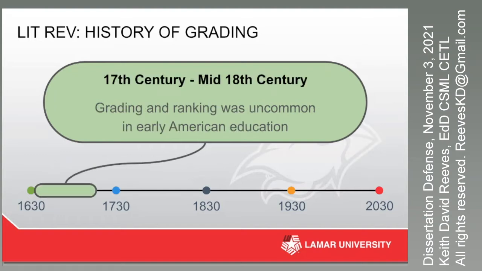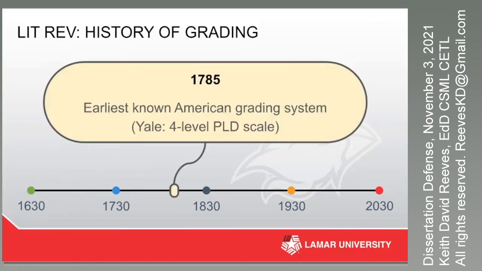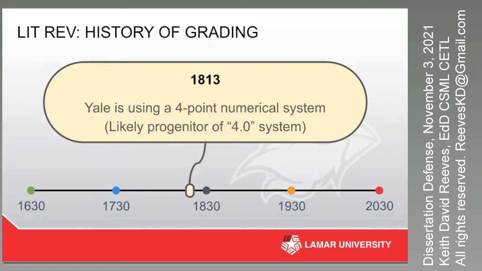America's first public school was founded in Boston in 1635. From this founding until the latter half of the 18th century, grading and ranking of students was quite rare. The earliest known American system of grading emerged in a 4-level system at Yale University in 1785, which used 4 Latin phrases that roughly translate to best, second best, inferior, and worst.